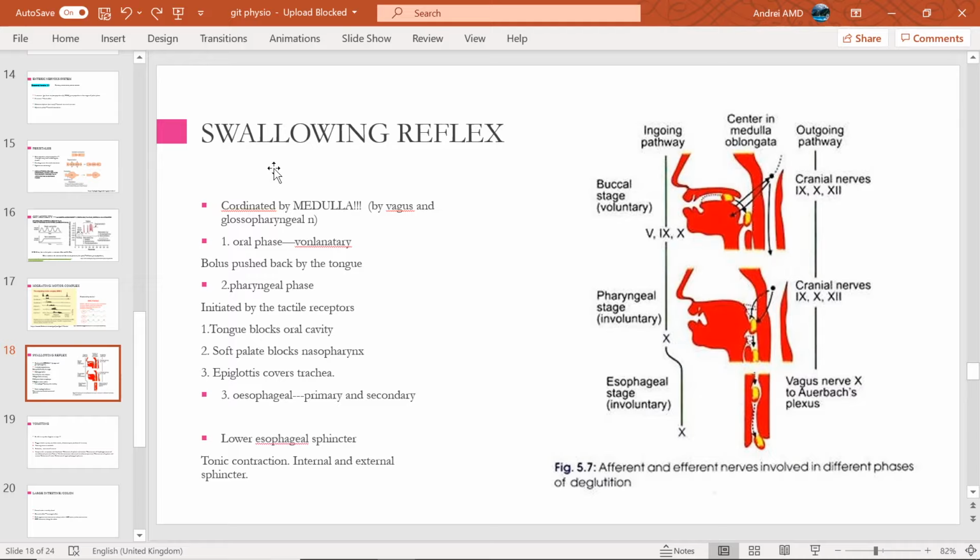So you relax the cardia so that the food gets from the stomach to the esophagus. And at the end, you have to relax the upper pharyngeal sphincter. Oh, I forgot to mention that the esophagus has two sphincters, upper and lower. I think you know, it's all right.